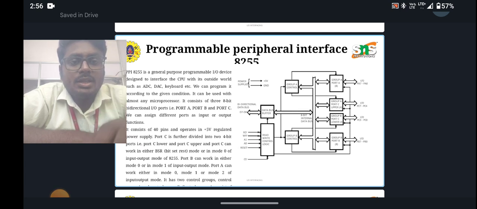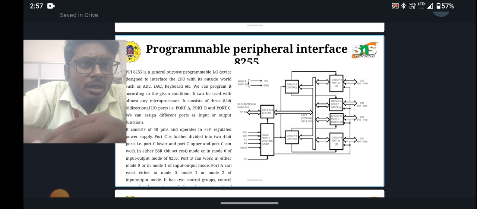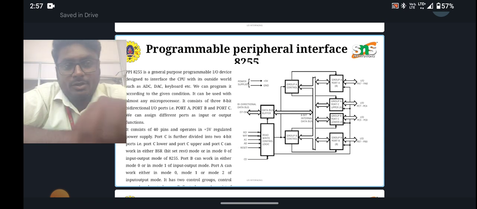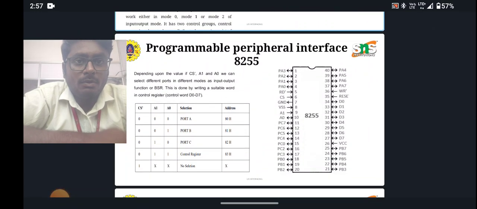Port C can work either in BSR, that is bit set reset mode, or in mode 0 of the IO mode of 8255. Port B can work in either mode 0 or mode 1 of the IO mode. Port A can work in mode 0, mode 1 or mode 2 of the IO mode. It has two control groups called group A control and group B control, which are in control of the data buffer and read-write logic, followed by the programmable peripheral interface 8255.